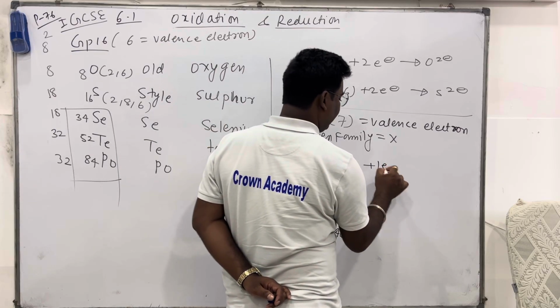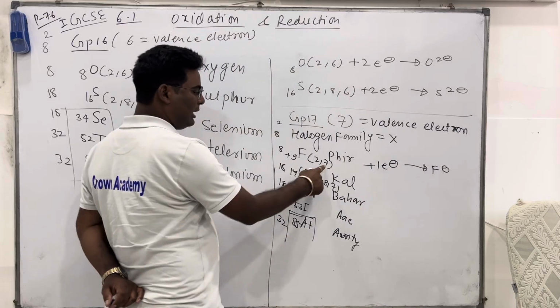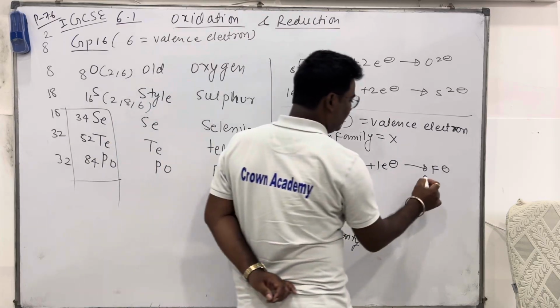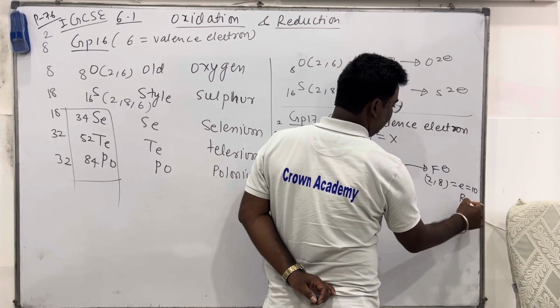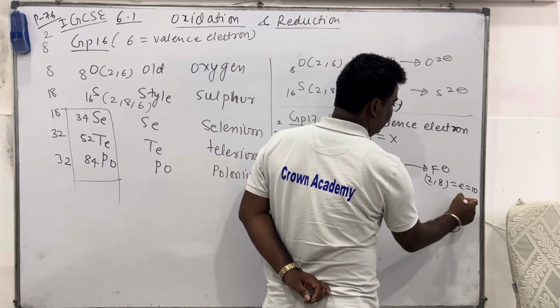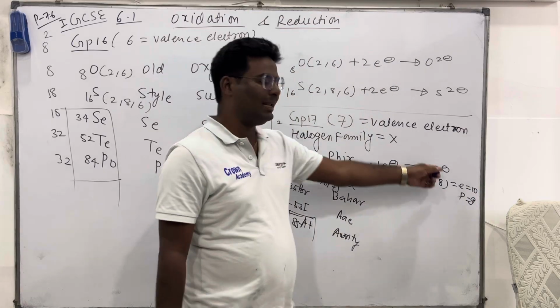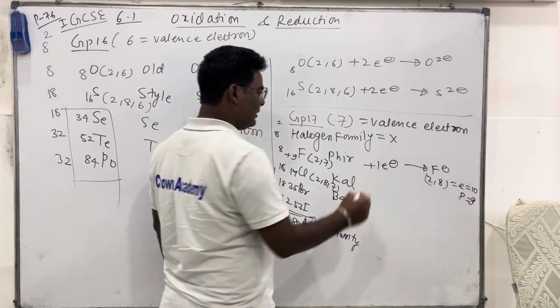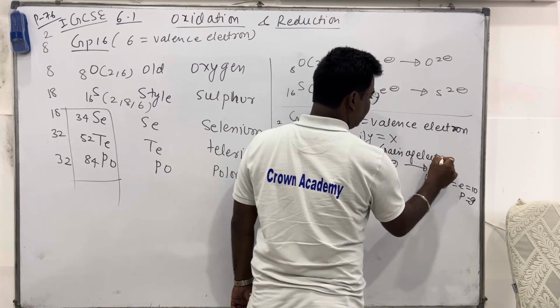So it will gain 1 electron and form F minus. Why? In the last orbit an electron is added now. So it is 2, 8 now. So the electrons are 10 and protons are 9 only. So electrons are more, so it will get a negative charge. So it is doing gain of electron now. That is called reduction.